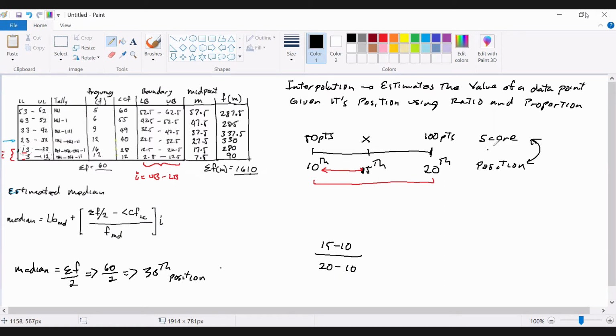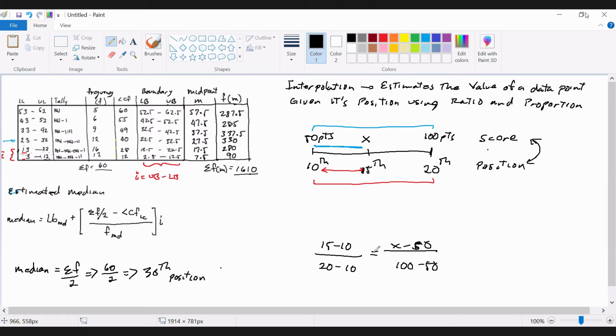It should be equal to the same ratio on the score side. Okay, on the score side. That means I need to get this one, and then this one. So it will give me what? Distance X minus 50 over 100 minus 50, the whole distance, 100 minus 50.